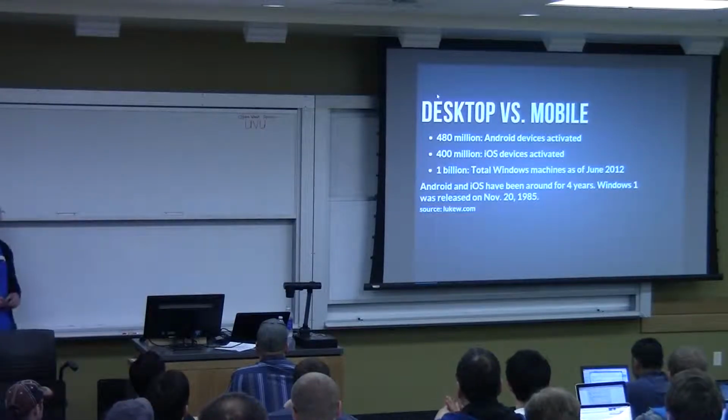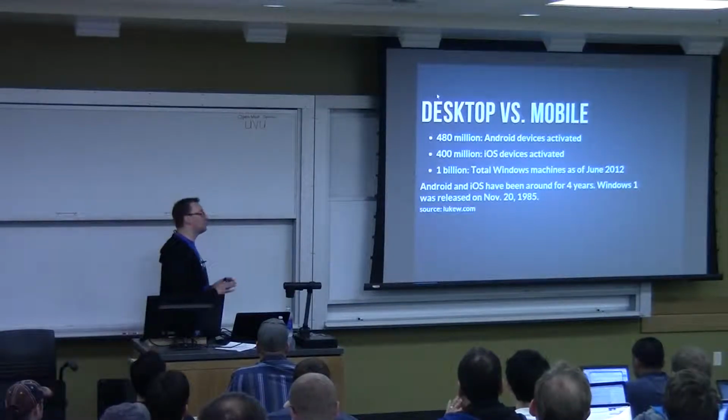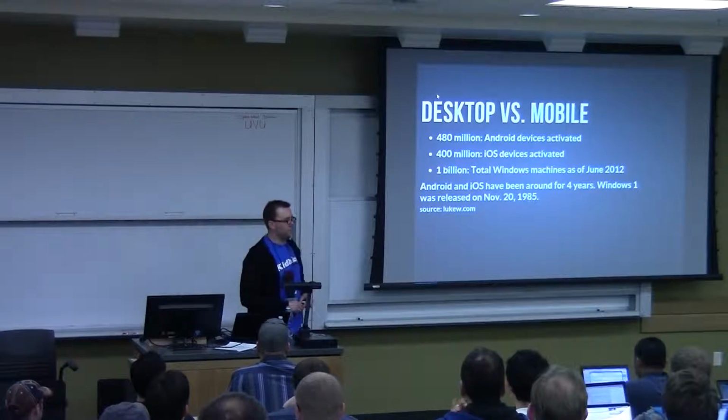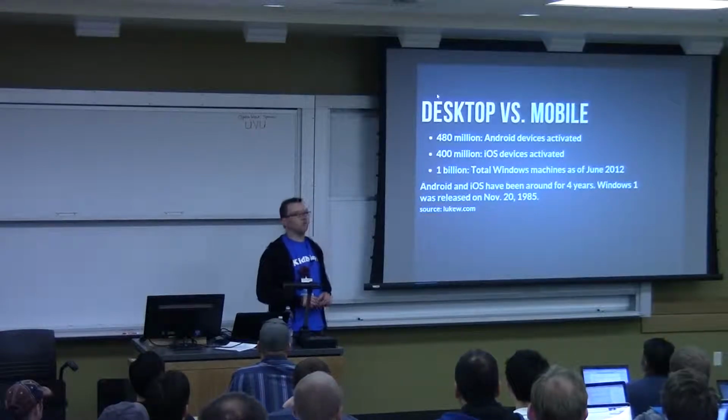There are 480 million Android devices that have been activated. There have been 400 million iOS devices activated. There are a total of 1 billion Windows PCs in use today. Windows has been around for almost 18 years. iOS and Android a little over 4. So the mobile revolution is coming.